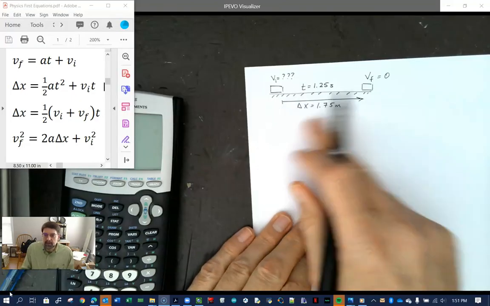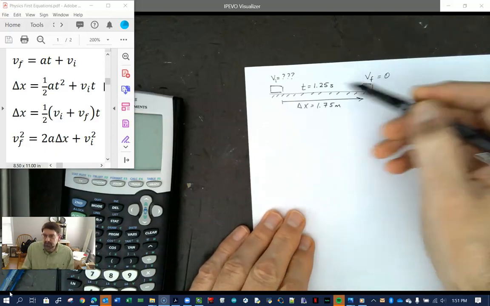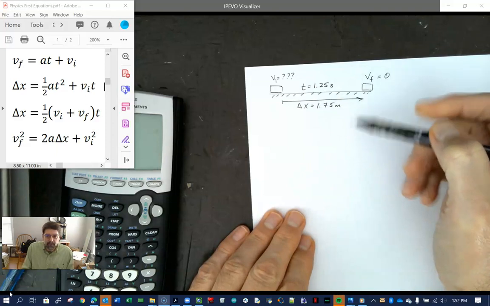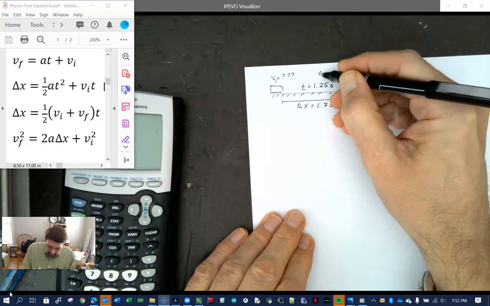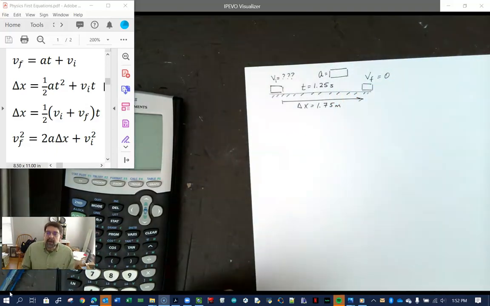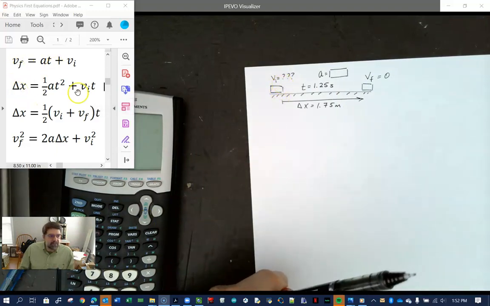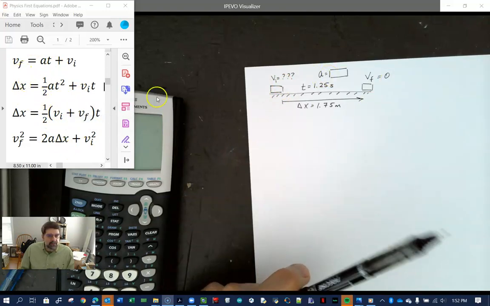Okay, so let me get you started. I drew my picture, and if you don't have a picture, you probably should. For sure, you should list your known values here. So we're looking for the initial velocity, but we're also looking for the acceleration. Now, which one should we find first? We have to find the initial velocity first because it's in every single equation. So we can't find a until we know what Vi is.